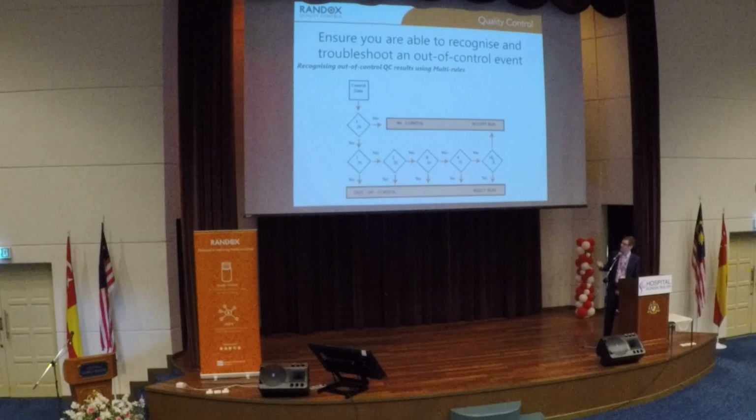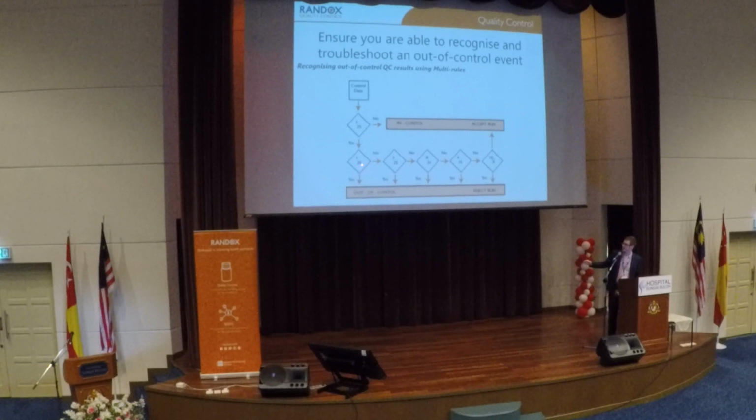So what we want to do is use a QC multi-rule strategy. This is a commonly accepted way of doing our QC multi-rules. First of all, we have our control data that we generate when we run our control. So we look at 1 2S. Is that result outside of 2SD, yes or no? If it's not outside 2SD, our control is in control, passed, everything is fine. If that result is outside 2SD, we need to move further down the flow chart of QC multi-rules to determine whether or not this is an error.